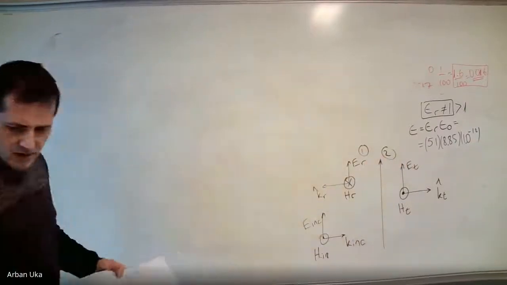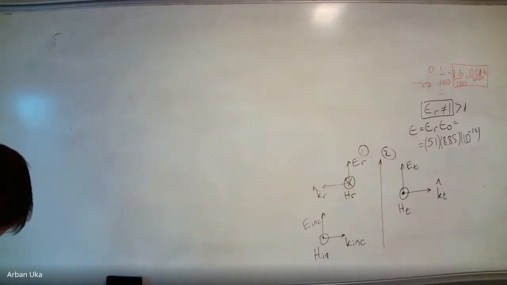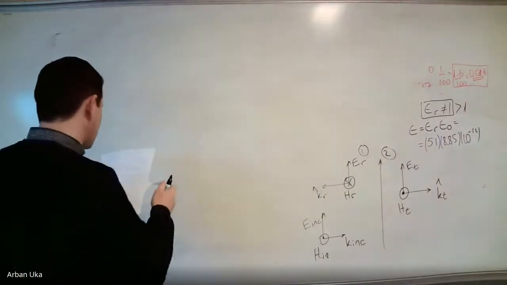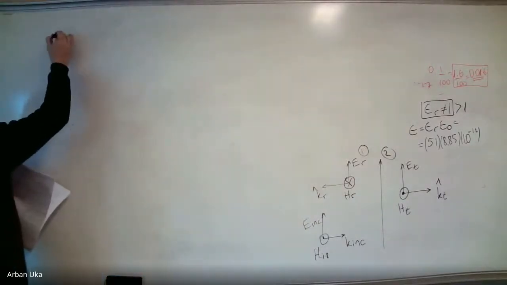What is the next step? We need to write down all the E and H, but we need to write a pair for incident, a pair for the reflected, and a pair for transmitted. So we go like this. Okay, so here we have incident wave.